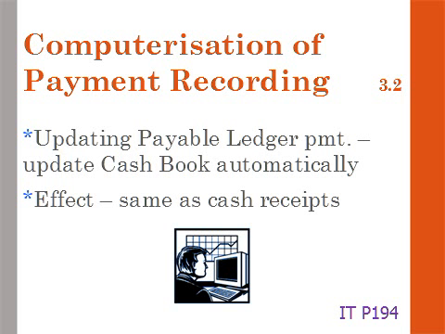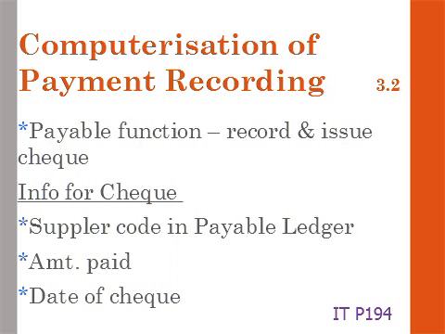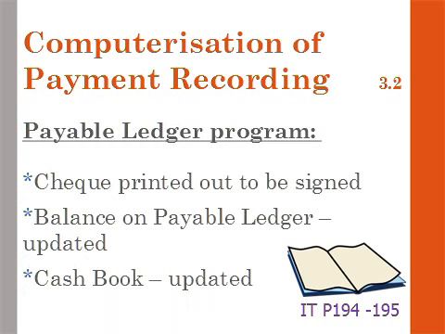The effects of a computerized cash book in connection with payments is the same as it is for receipts. So when you update the payable ledger with a payment in a computerized system, the cash book will get updated automatically. In some computerized systems, the payables function also records and issues checks. The information that is needed to make out a check from the payables ledger is the supplier code in the payables ledger, the amount that is being paid, and the date of the check. The payables ledger program will then perform these tasks.